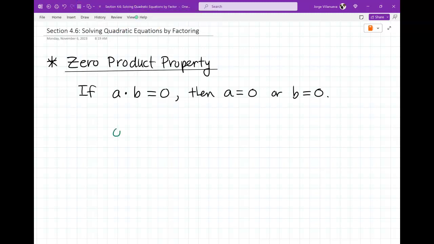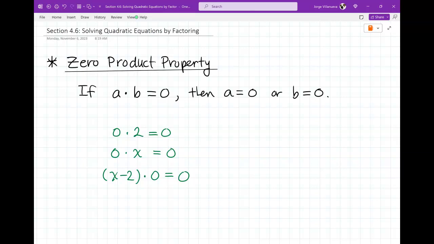Just to give you a real quick look, 0 times 2 is 0. 0 times x is still 0, because one of them is 0. It can even be x minus 2 times 0. That's still 0. This is just showing you that if you have two things multiplied together and they equal 0, one of them should be 0. Now we're going to use this to solve things.